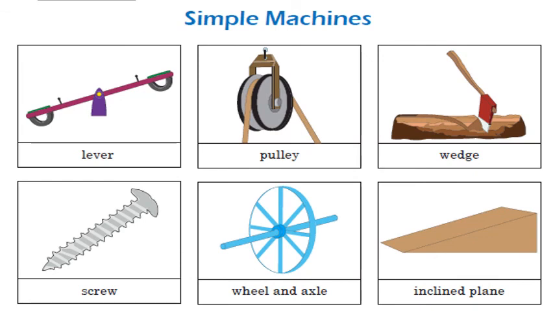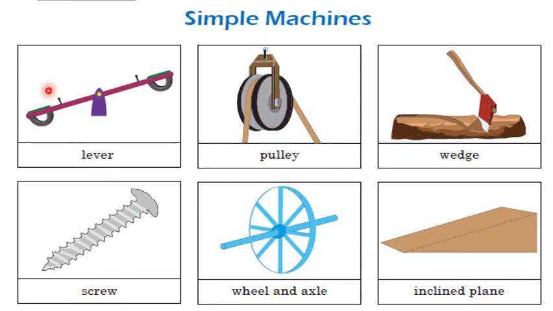So students, as I told you several times, there are 6 main types of simple machines, which are in front of you now. But we are not going to learn about all these simple machines, because there are 5 main types of simple machines in your book, and we will only learn those things which are included in our syllabus.